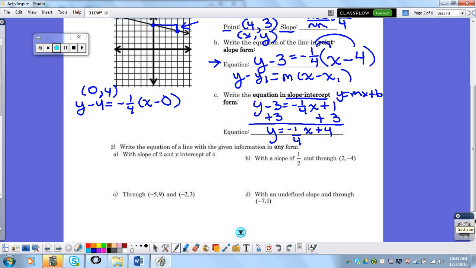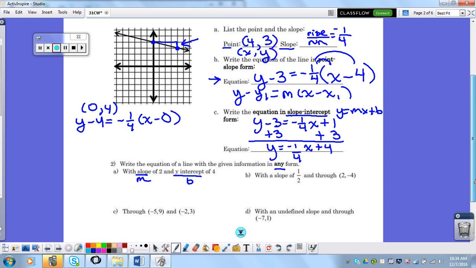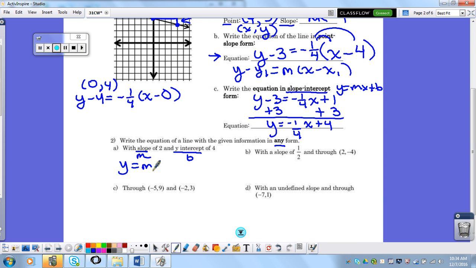Now number 2 says we want to write the equation of a line with the given information in any form. So I see a slope of 2 and a y-intercept of 4. If you see slope and y-intercept, that's your m, that's your b. So we're going to use slope-intercept form, y equals mx plus b. You're going to plug in the numbers. M is 2, so 2x, plus the y-intercept of 4. And remember, that is where it crosses the y-axis.